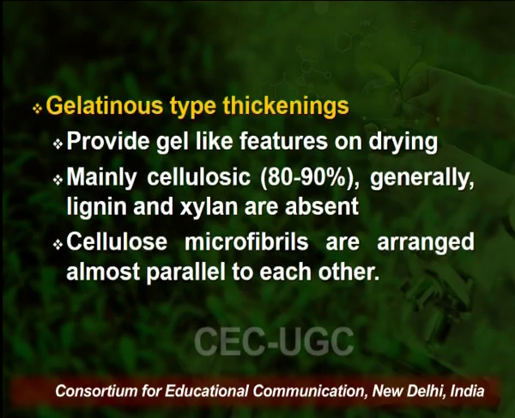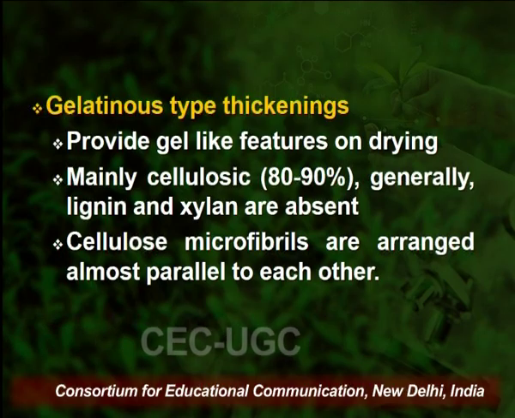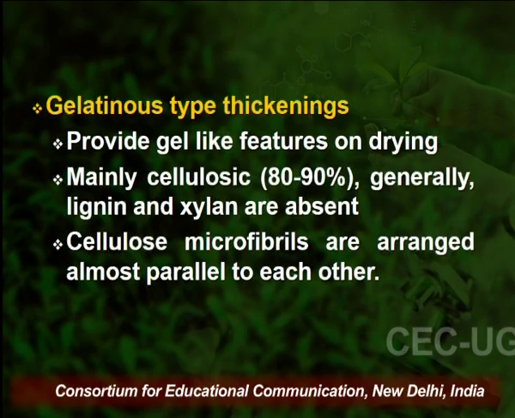And unlike xylem fibers, lignin and xylan are completely absent or are present in very fine trace amounts in the gelatinous fibers. Again, the major difference from xylem fiber is the type of orientation of cellulose microfibrils. These cellulose microfibrils are arranged in a parallel fashion in gelatinous fiber, in comparison to the helical orientation that was present in the xylem type of thickenings.